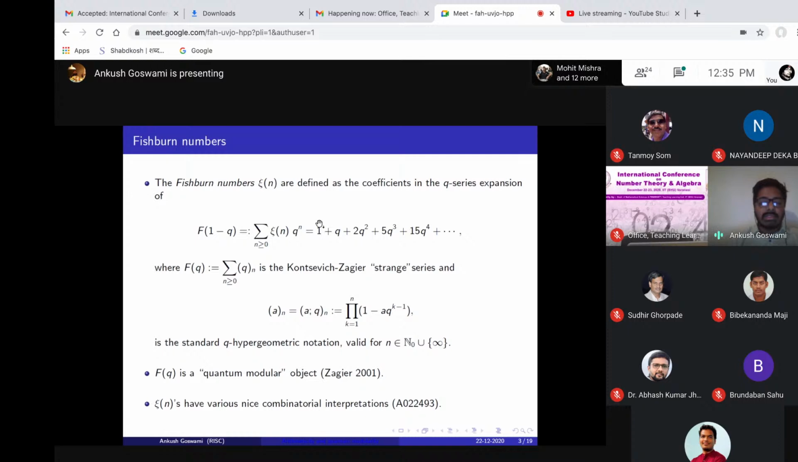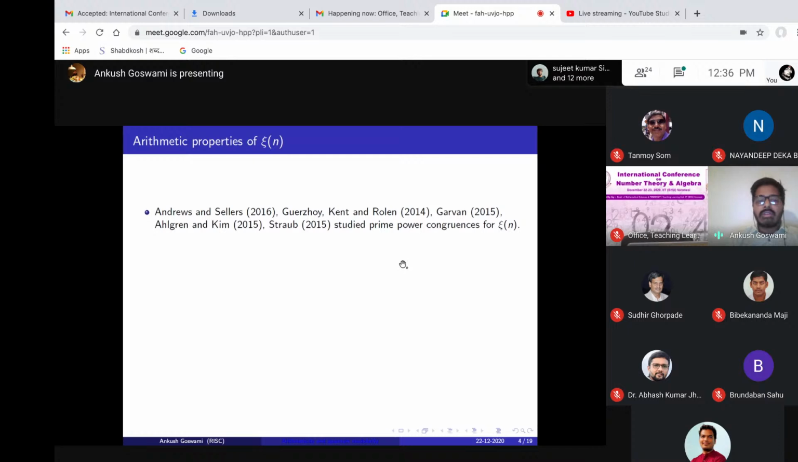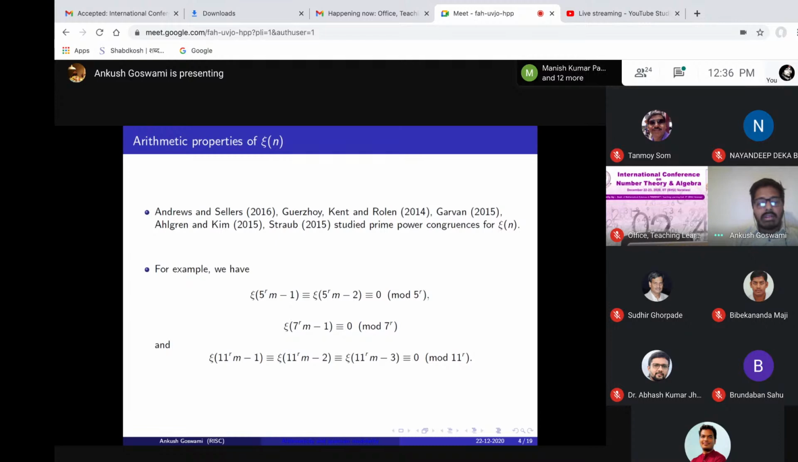Okay, so now let me briefly discuss some arithmetic properties of the Fishbone numbers. So it was Andrews and Sellers in 2016 who actually studied the congruence properties of the Fishbone number xi of n. And then later, Straub, Garvan, Ahlgren and Kim, and then Weisenberger, Kemp, and Rowland studied prime power congruences for the Fishbone numbers. So Andrews and Sellers' results were only congruences modulo p. And the later results that came after Andrews and Sellers were congruences modulo prime powers for the Fishbone numbers. So for example, if you take modulo 5 to the power of r, you get these congruences for the Fishbone number xi. If you take modulo 7 to the power of r, you get this congruence for the Fishbone number. And similarly, if you take 11 to the power r, you get these congruences for the Fishbone numbers modulo 11 to the power of r. And then similarly, you can get more congruences modulo a power of a prime for the Fishbone numbers.